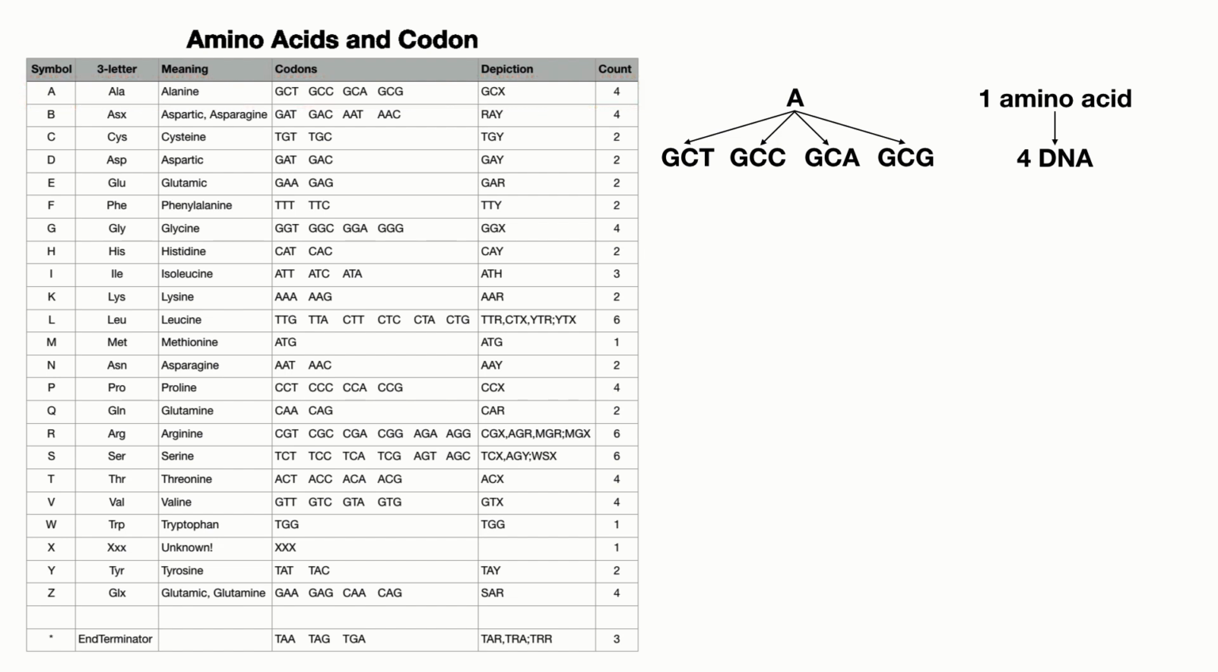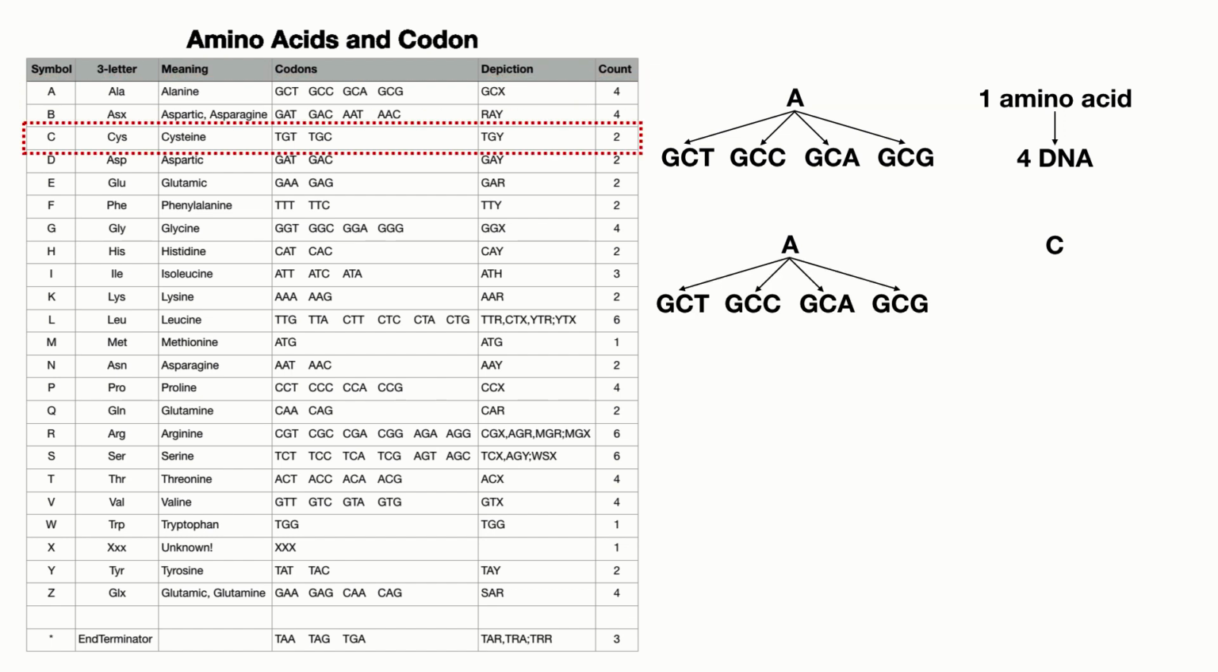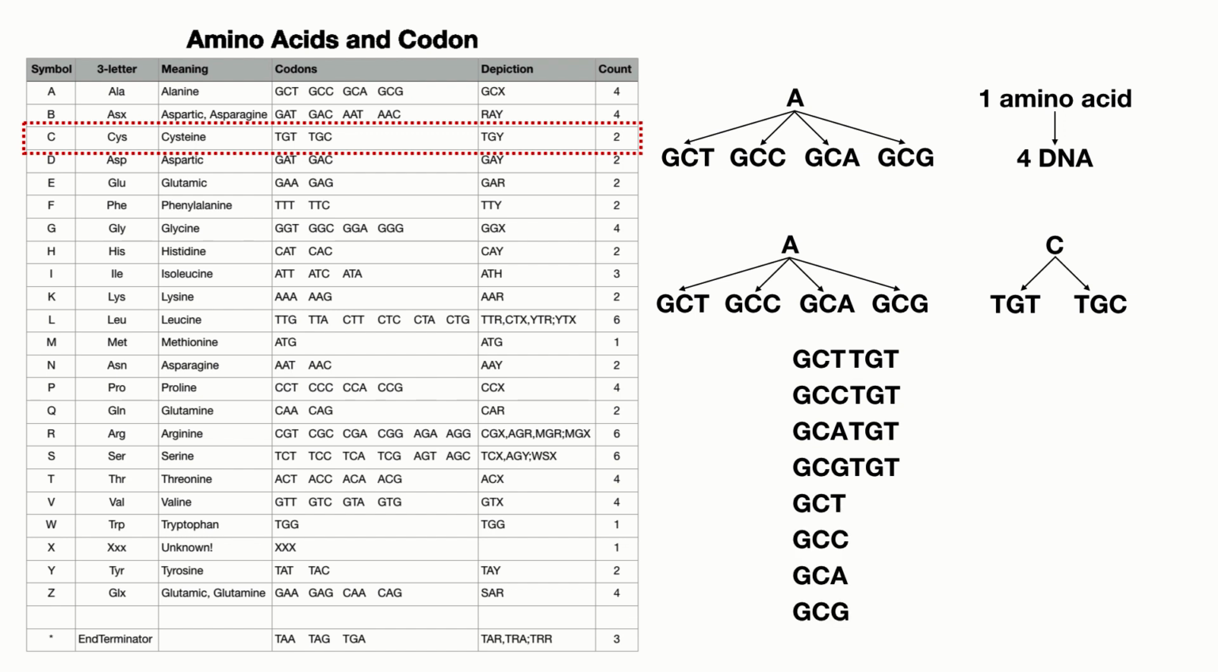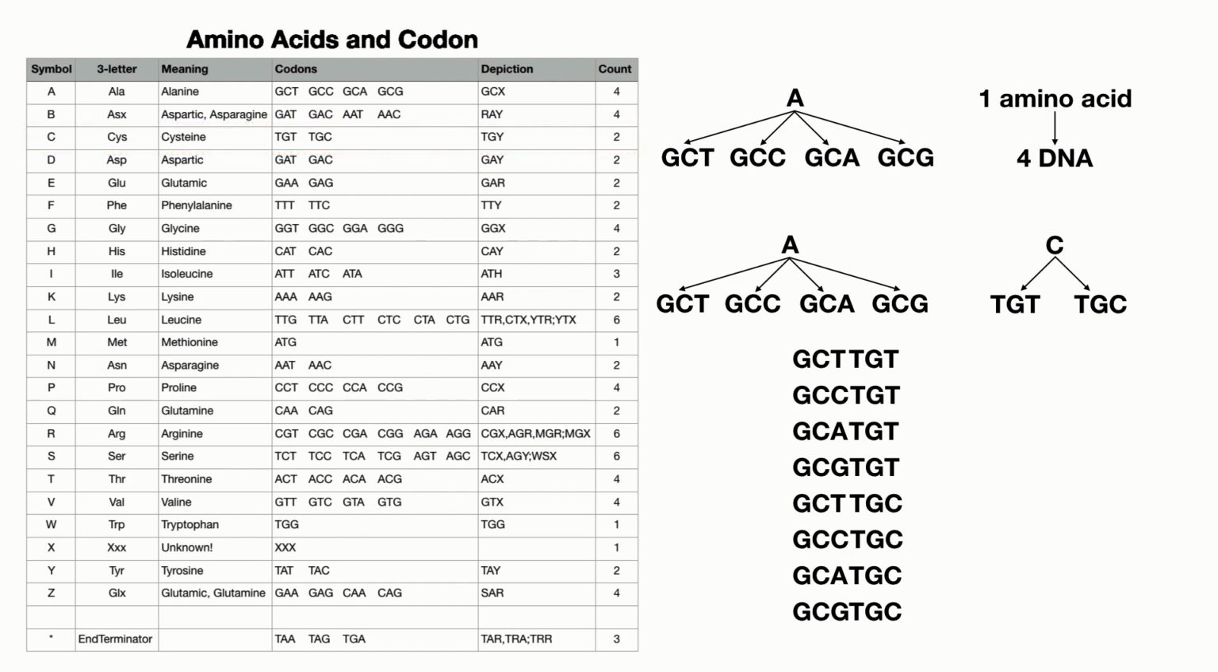Now let's take a very small peptide consisting of only 2 amino acids, alanine and cysteine. Alanine, as we've already seen, consists of 4 codons. However, cysteine has 2, TGT and TGC. Now if we take the 4 codons from alanine, each one of those could pair up with a codon from cysteine. So this would effectively give us 8 DNA molecules. So in this case, one peptide has given us 8 different DNA molecules that could encode for that peptide.